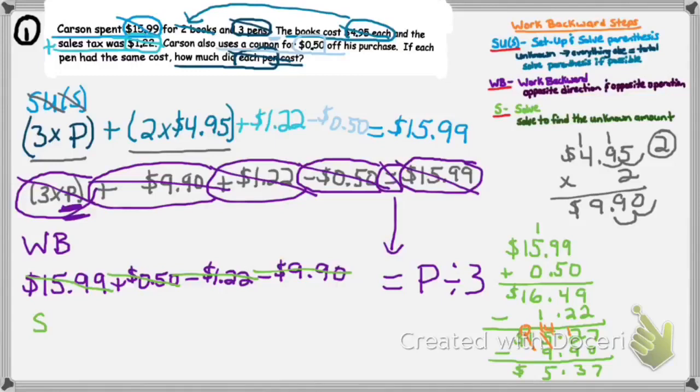I have $5.37. I have now solved everything before the equal sign. So that means that P equals $5.37. So what do I need to do? I need to take that P and divide it by 3. So I'm going to take $5.37 and divide it by 3. That will get me my final answer.